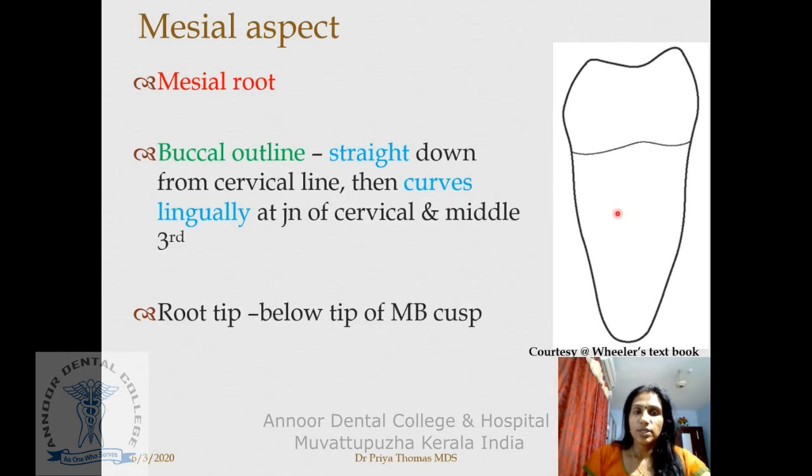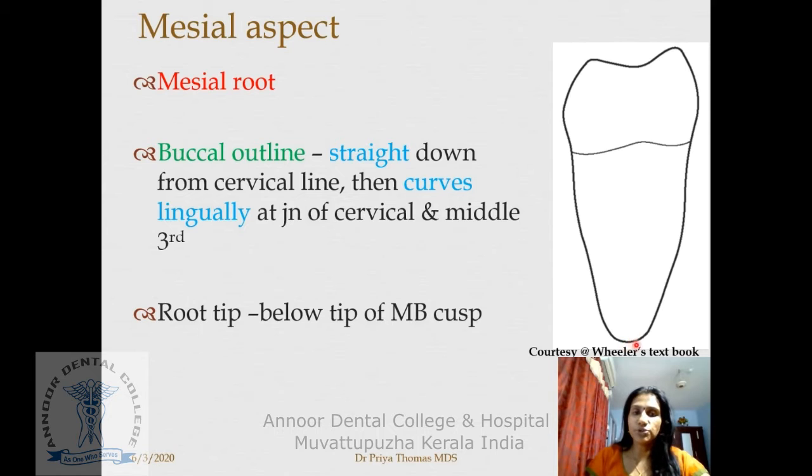Your mesial root again has two outlines, that is your buccal outline and your lingual outline. Now your buccal outline, from the cervical line, is a straight line, and at the junction of the cervical and middle third, it is going to curve towards the lingual side. So till here it is straight, and then it will curve towards the lingual side.